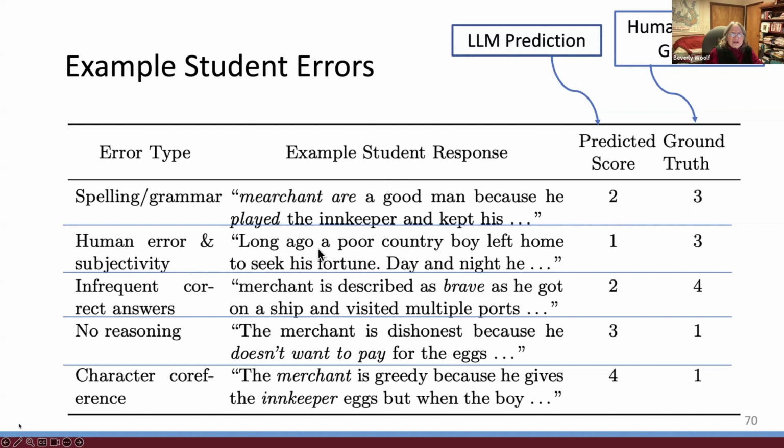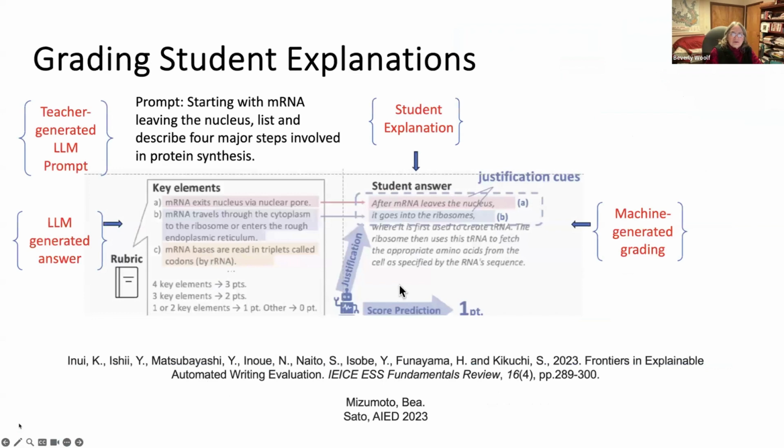Human error and subjectivity, no reasoning: "The merchant is dishonest because he doesn't want to pay for eggs." That one got from teachers a 1 and from the system a 3. "The merchant is greedy because he gives the innkeeper eggs, but when the boy asks it..." So this is not yet perfected, but this is the kind of thing that is being done by Andrew Land, who's another professor in my department.